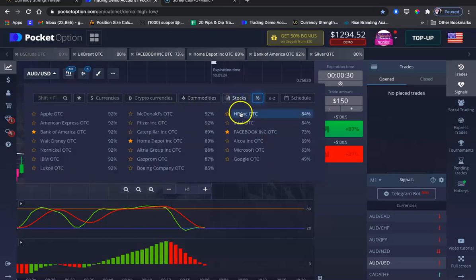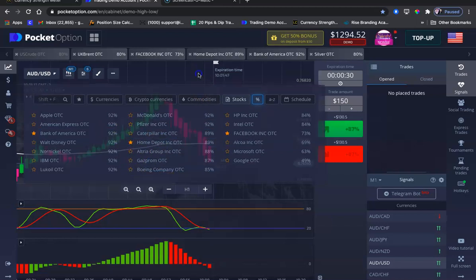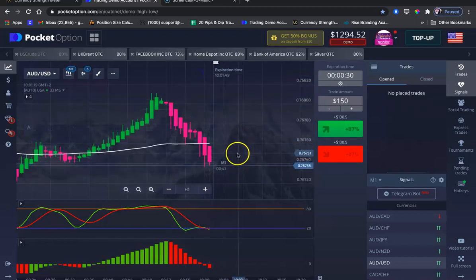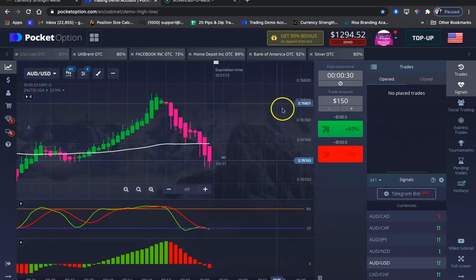You can also trade stocks on the same platform, okay? So you got Apple, American Express, Bank of America, you know, all these different stocks that you can trade on this market. Facebook is one of my favorites. Home Depot is one of my favorites. Bank of America, I'm still out on that one, you know. So it's a lot here you can trade, right? And what the beauty is, if one is not showing you what you want to see, go to another one, go to something else. It's just that simple.